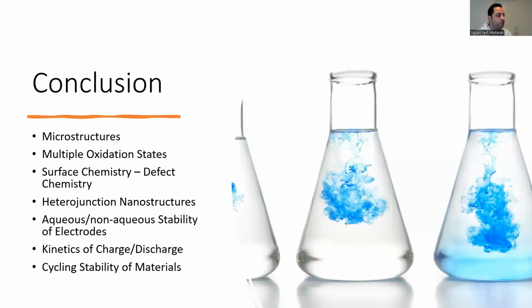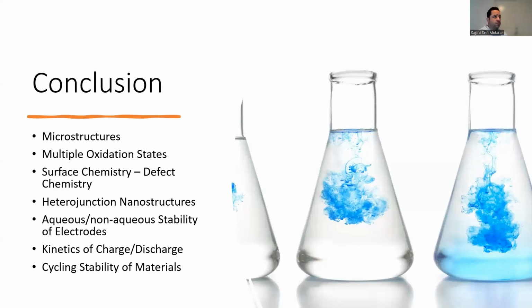And sometimes you need to add material with high electrical conductivity in order to improve your electrical conductivity, because one of the weaknesses of oxide materials that we discussed thoroughly in this presentation is that they have poor electrical conductivity, and that can be addressed by adding graphene or carbon-based materials, or materials having great electrical conductivity.